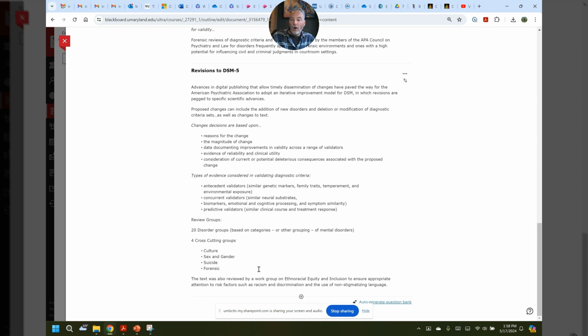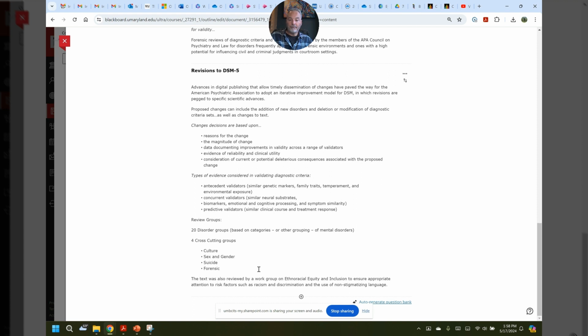Okay, there are 20 disorder groups, meaning 20 groups looking at different diagnoses or clusters of diagnoses. You don't need to know the details on that. You might see a question, because it's a useful multiple choice question, like what were the 4 cross-cutting groups? Practically, what that means is that for every diagnosis or cluster of diagnoses, the aspects looked at in terms of the diagnostic criteria and how the section is written up are culture, sex and gender, suicide considerations, and forensic or legal considerations.